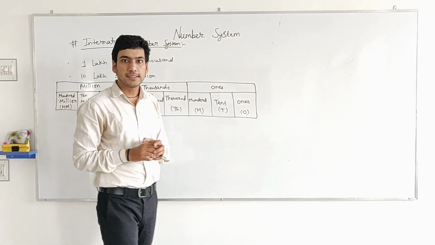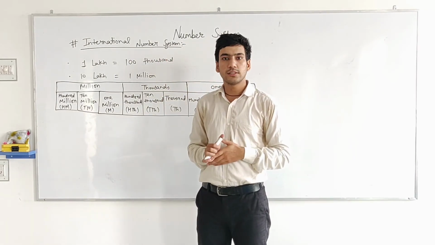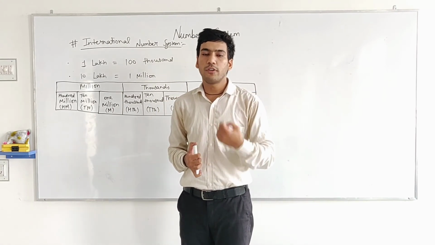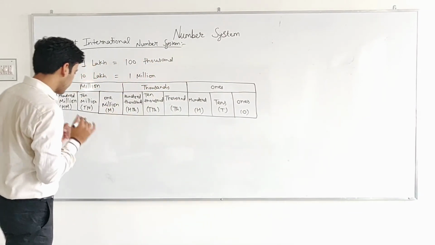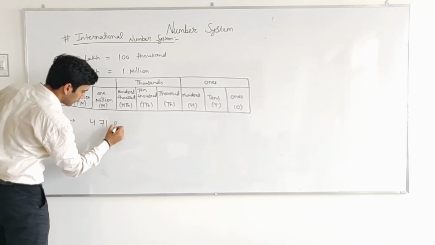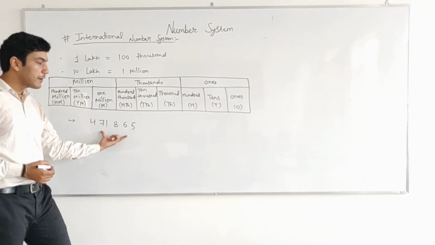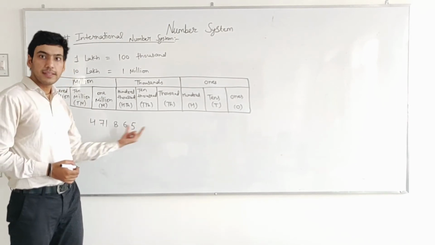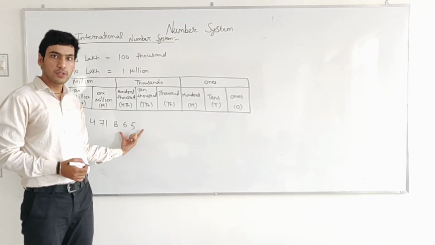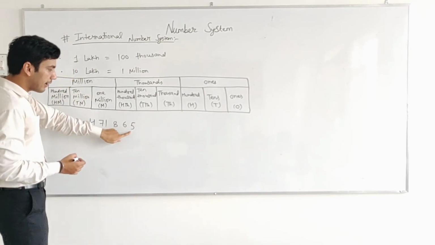Now the question arises: how can you represent any number in this international number system using commas, or how are you able to write the number name of any number? So take an example. If I am writing a number, this is my 6-digit number, and if I want to represent this number in comma form using the international number system, then how will I represent it? First of all, we have to represent this number on the place value chart.